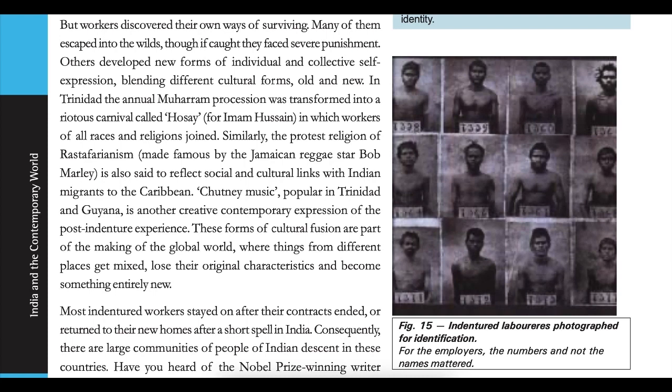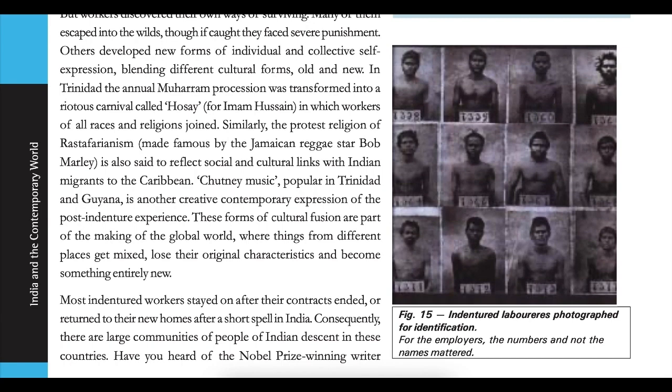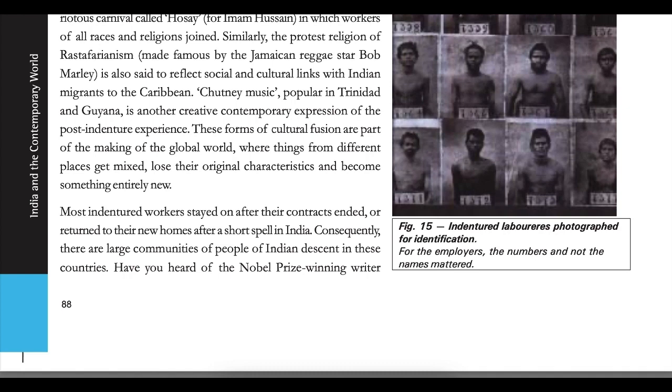In Trinidad, the annual Muharram procession was transformed into a riotous carnival called Hosay for Imam Hussein, in which workers of all races and religions joined. Similarly, the protest religion of Rastafarianism is also said to reflect social and cultural links with Indian migrants to the Caribbean. Chutney music, popular in Trinidad and Guyana, is another creative contemporary expression of the post-indenture experience. These forms of cultural fusion are part of making of the global world, where things from different places get mixed, lose their original characteristics, and become something entirely new.